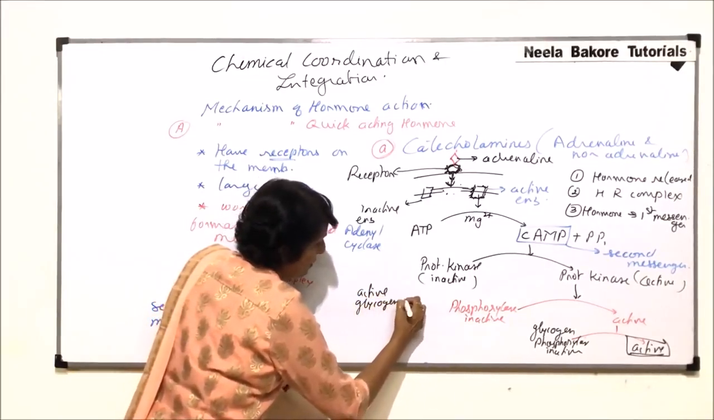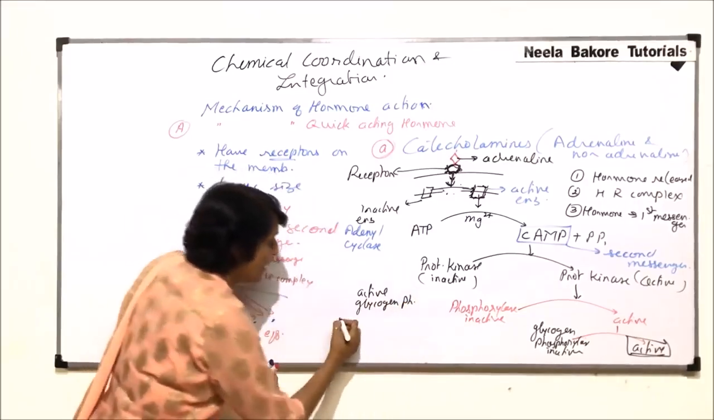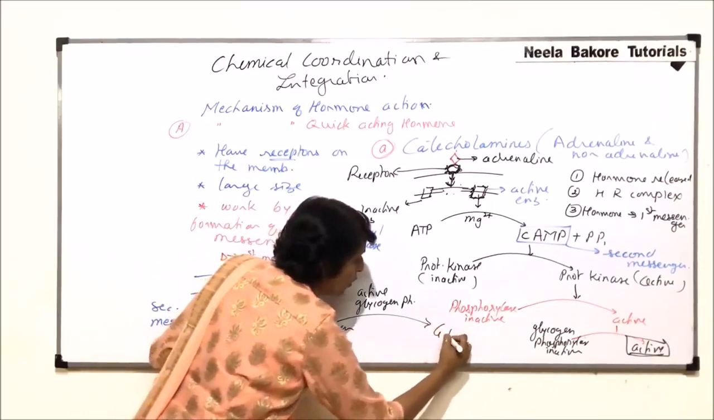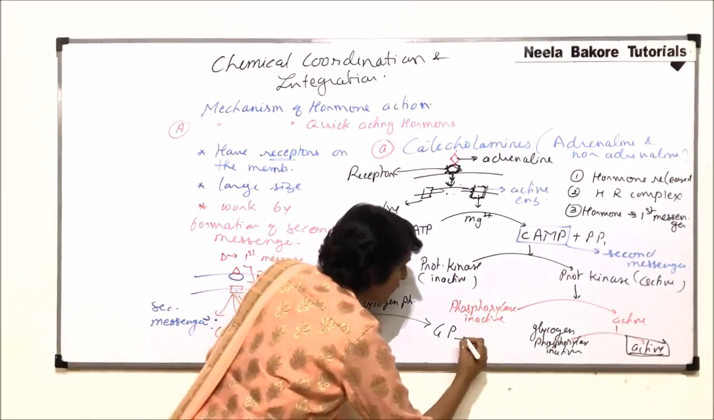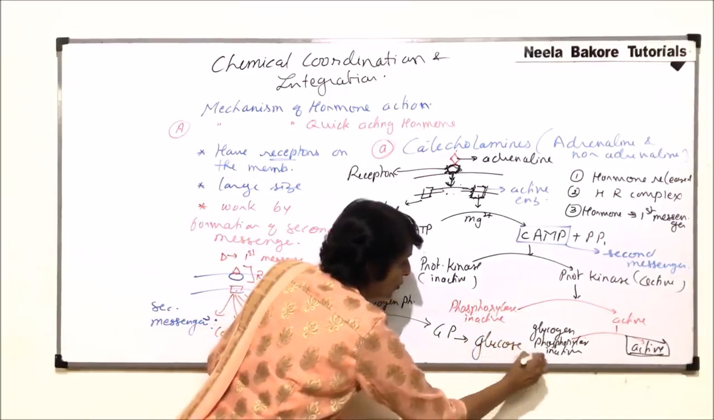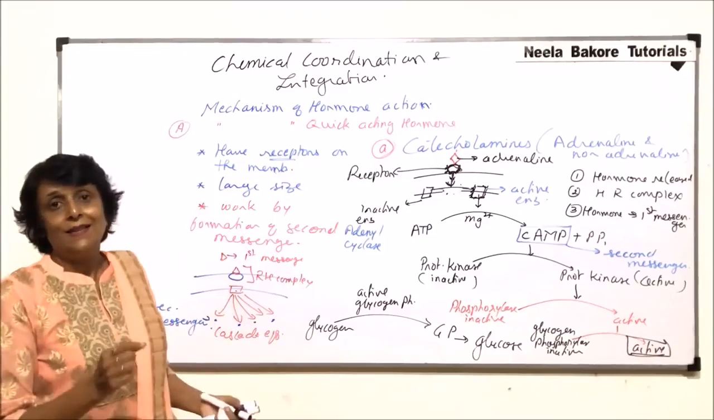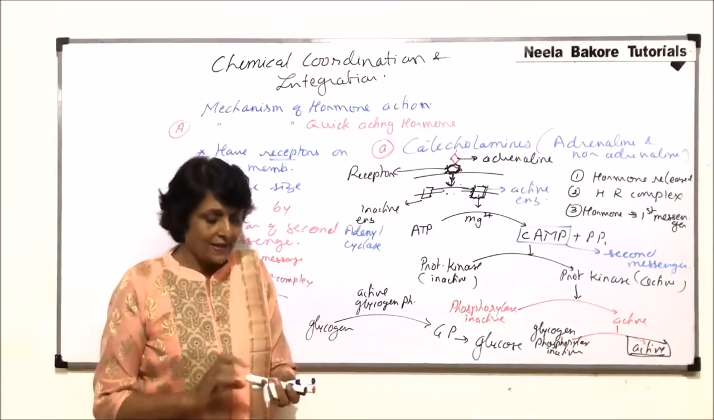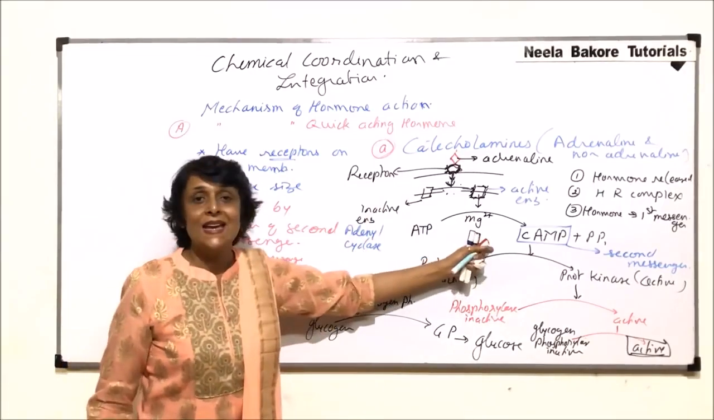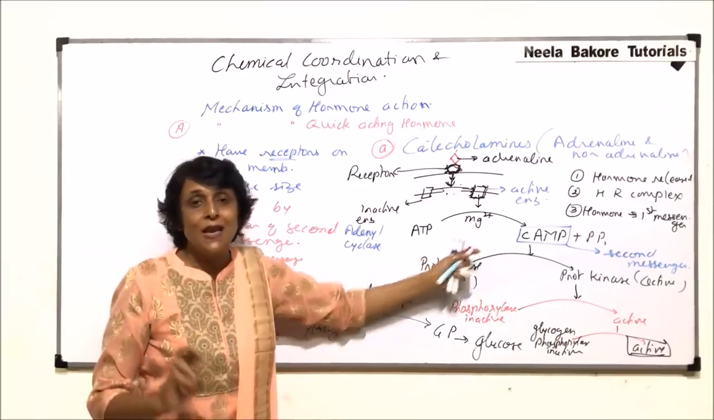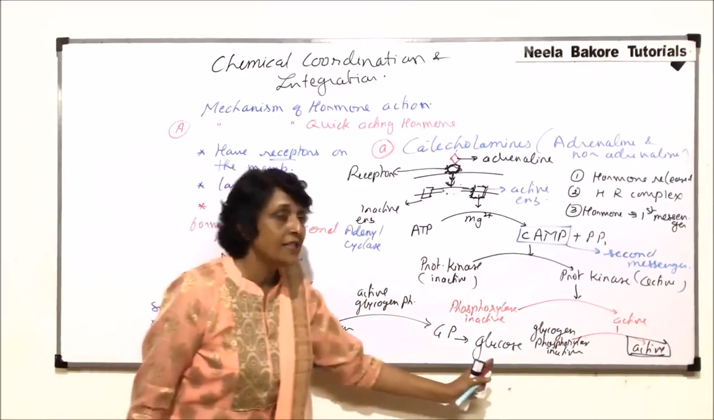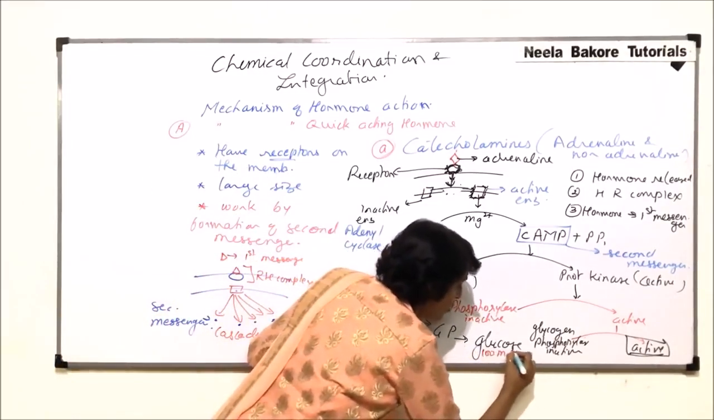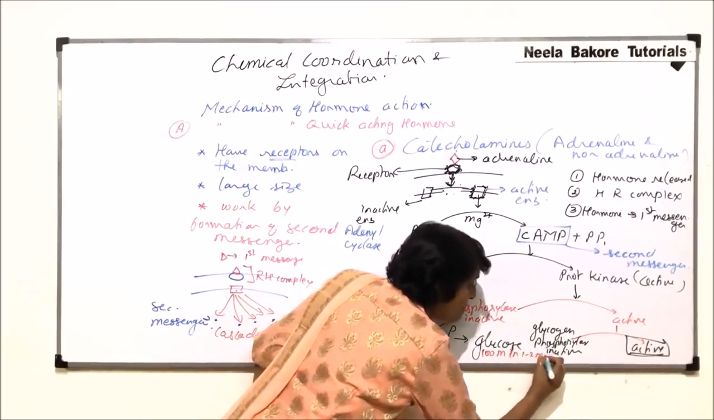Glycogen phosphorylase brings about a reaction. That is, it breaks glycogen into glucose phosphate, and this glucose phosphate gets converted into glucose. To understand the amplitude of this reaction, which we are calling the cascade mechanism: as soon as one cyclic AMP is produced, in about 1 to 2 minutes it is capable of releasing 100 million glucose molecules in 1 to 2 minutes.